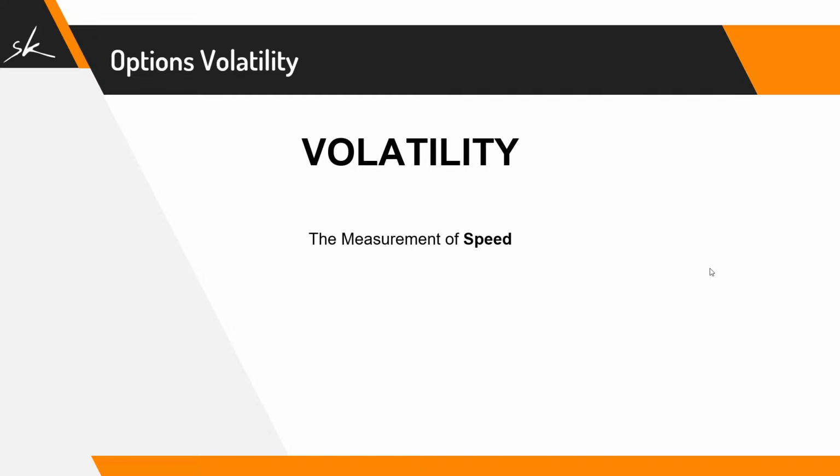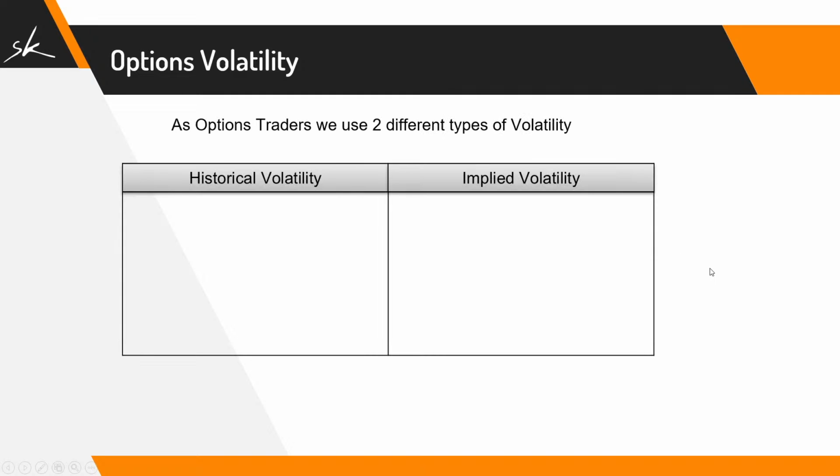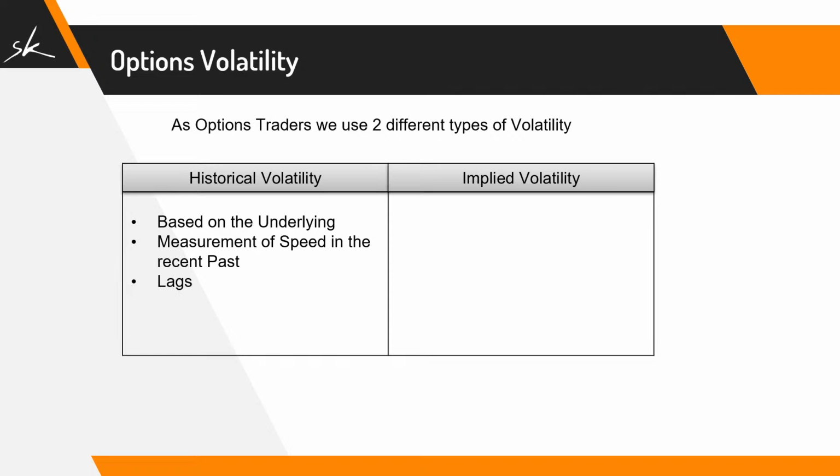Now, when we talked about volatility, we discussed that there are two kinds of volatilities. One is the historical volatility, the other one is implied volatility. So again, let's quickly recap that before we move ahead. Historical volatility is based on the underlying. Historical volatility measures the speed which has been in the recent past. It is not telling you what can happen in the future, but this is telling you what has happened in the past. And that is why it is lagging, because it is telling me what happened in the past.